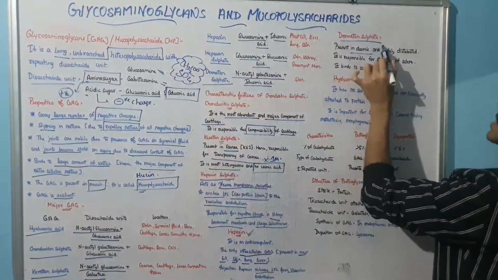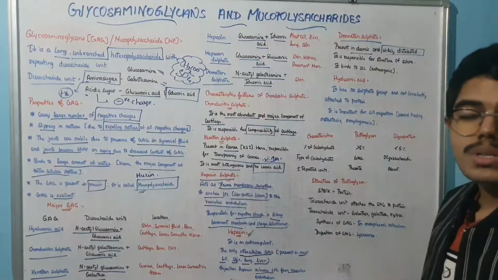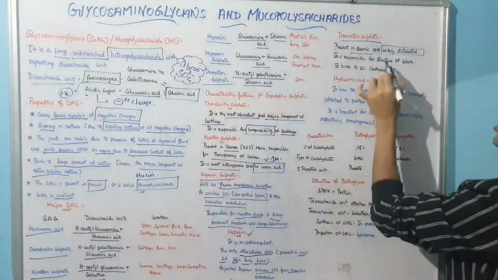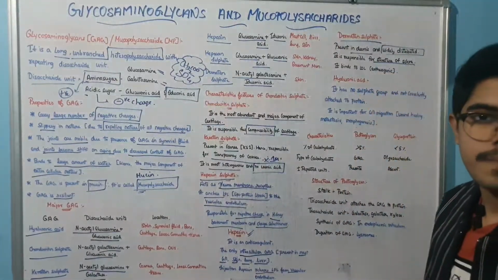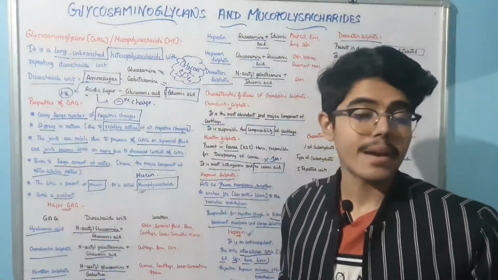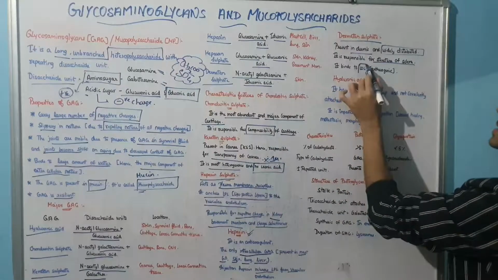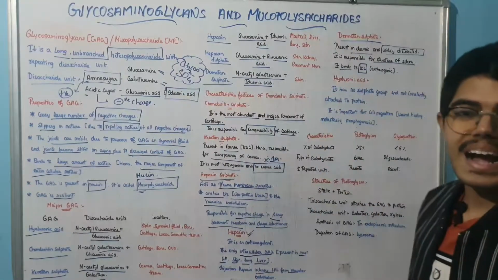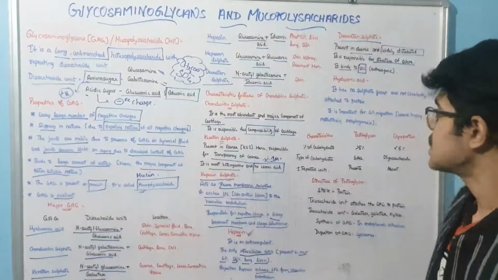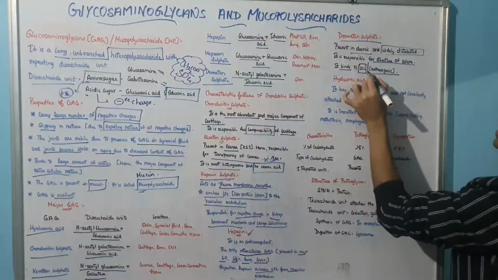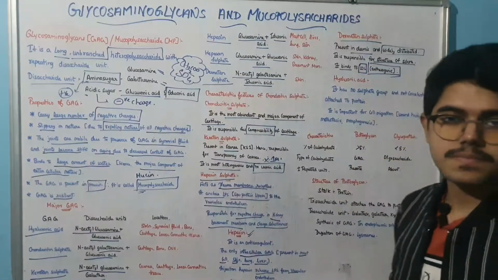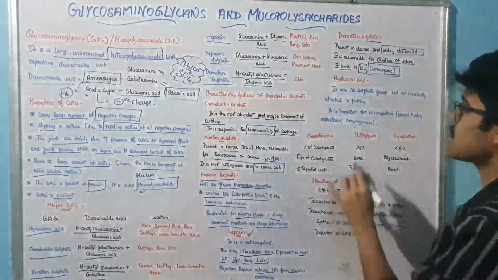Now dermatan sulfate, you already know, it is present in the dermis, that is the skin, and it is widely distributed. And also it is responsible for the structure of the sclera. And very important, related to LDL, it binds to LDL forming the atherogenic component. Fine.